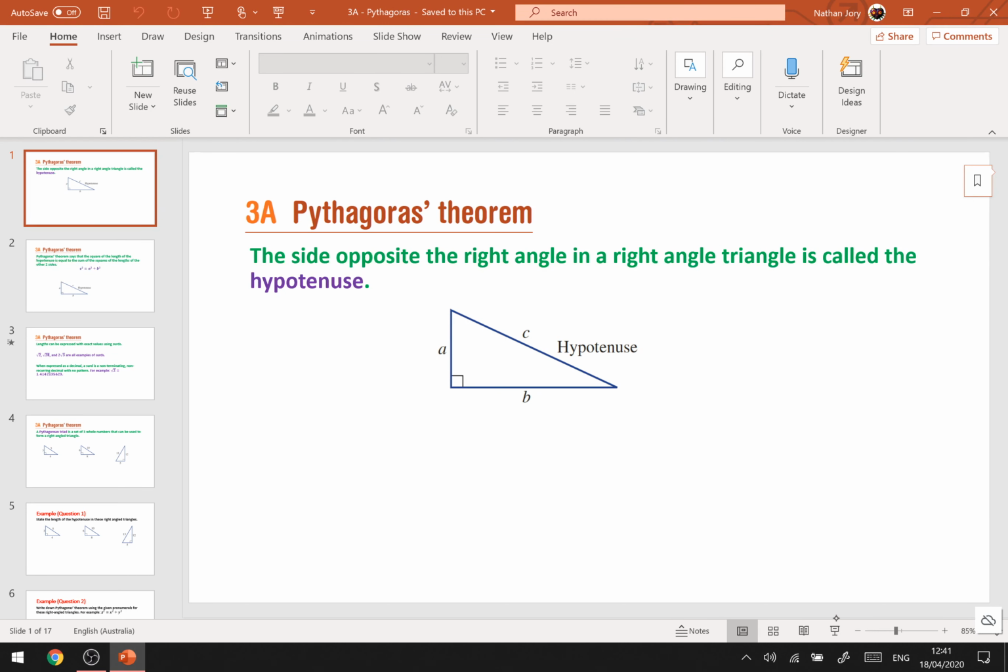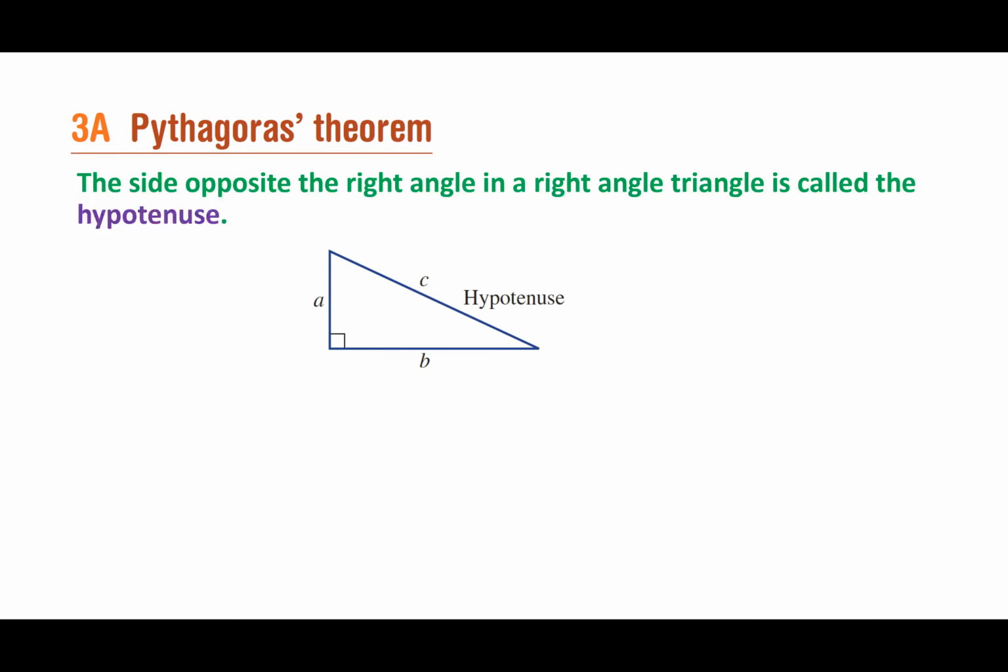Okay, so Pythagoras' Theorem. Our new topic is trigonometry and right angles. I'm going to start off by looking at something that we've seen since Year 8. The side opposite a right angle in a right angle triangle is called the hypotenuse. So here's our right angle down here. The side opposite is just called the hypotenuse.